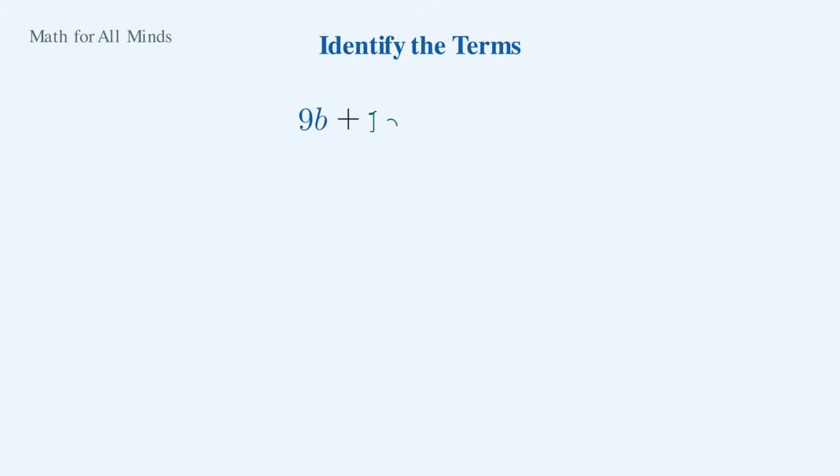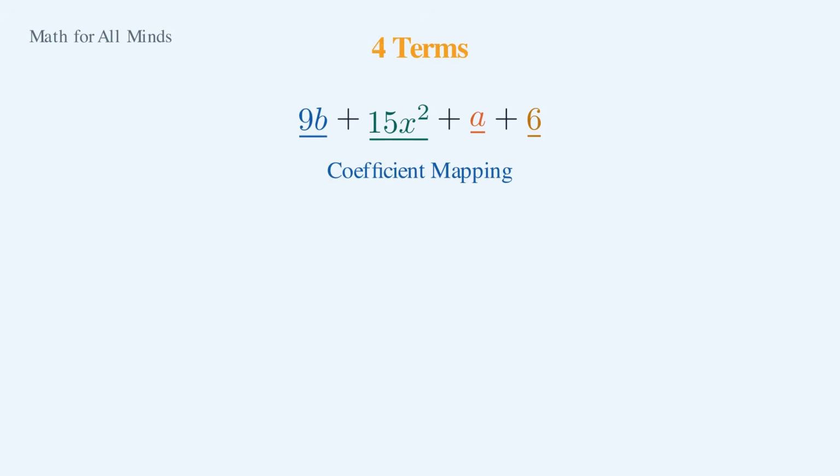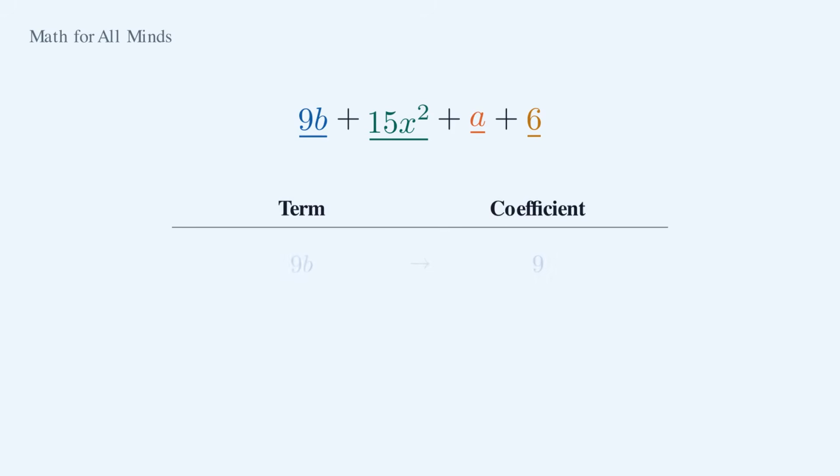Let's identify the terms in this expression. 9b plus 15x squared plus a plus 6. Four terms. Their coefficients? 9 for 9b, 15 for 15x squared, then 1 for a, a hidden 1, and 6 for the constant 6.